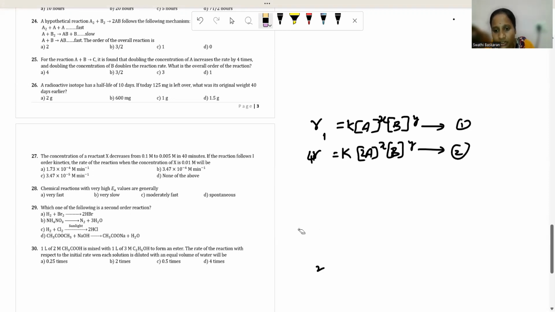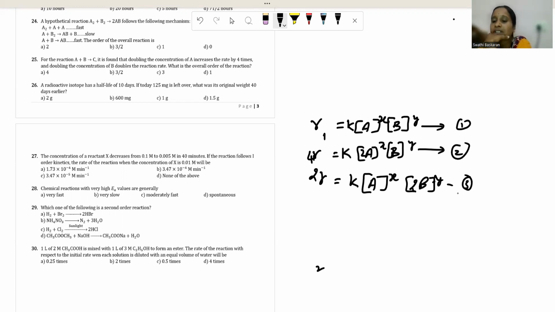Hence this is the second equation. So what is the third equation? The third equation is where you double the concentration of B. So the rate becomes 2 times, equal to k, the concentration of A remains the same, raised to power x, and 2B raised to power y. This is the third equation.